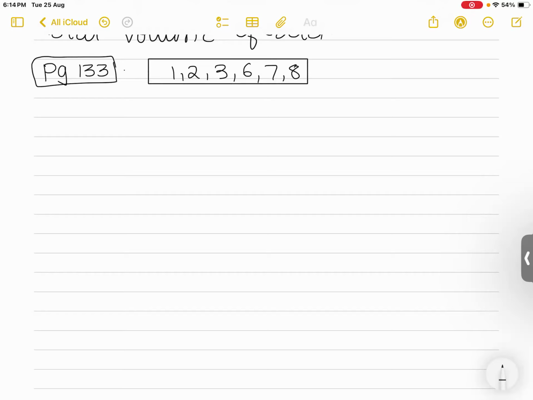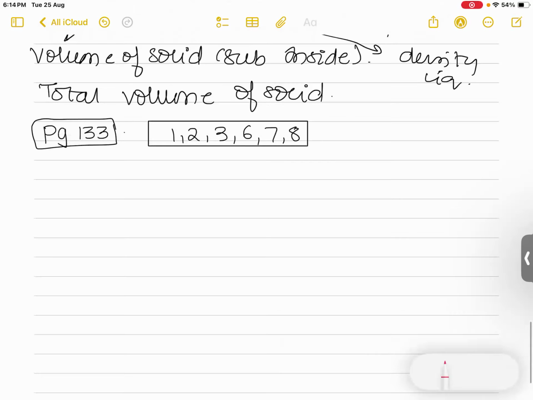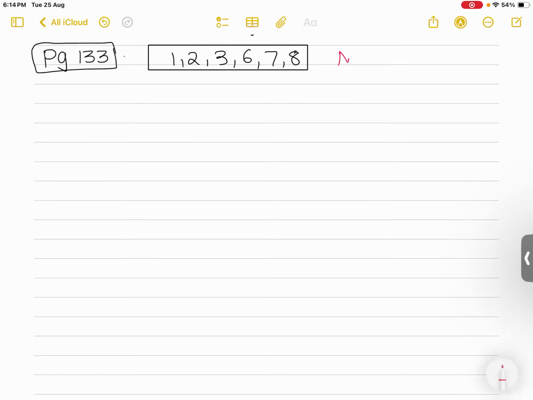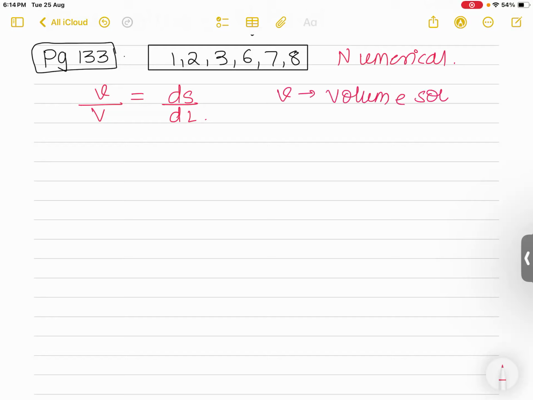Before solving the sums, I'll quickly revise the formula with you guys so that it's easier when we solve the sums. We have only one formula here: small v upon capital V is equal to density of solid upon density of liquid. What does small v represent? Small v represents the volume of solid submerged inside the liquid. Capital V represents the total volume of solid. Rho S is the density of solid and rho L is the density of liquid.